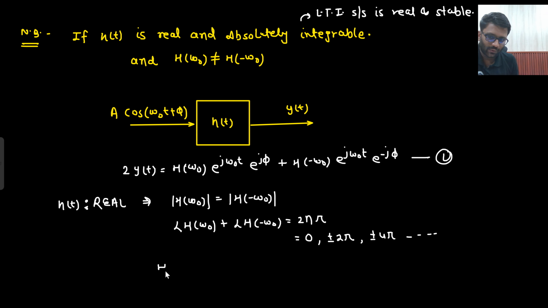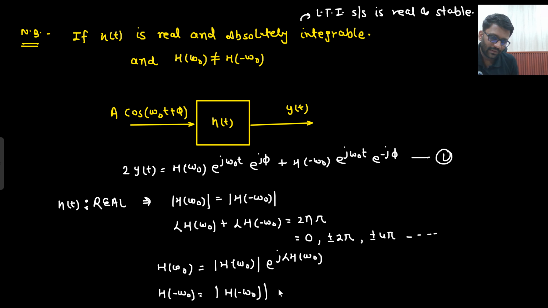So now how can h of omega be written? H of omega naught can be written as mod of h of omega naught and then the angle of h of omega naught, right? And how can h of minus omega naught be written? That is mod of h of minus omega naught and then angle of h of minus omega naught. Now this mod of h of minus omega naught is equal to this thing. From here we can see this, which I call equation 2. So from equation 2, this is how I can write it down.